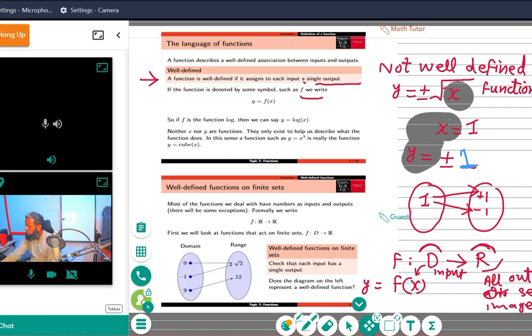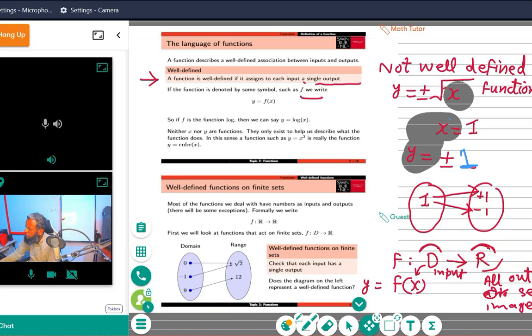I think it is clear that neither x nor y are functions. X and y are not functions. X is the input, y is the output. Clear? Yes. A function is denoted from domain to range.